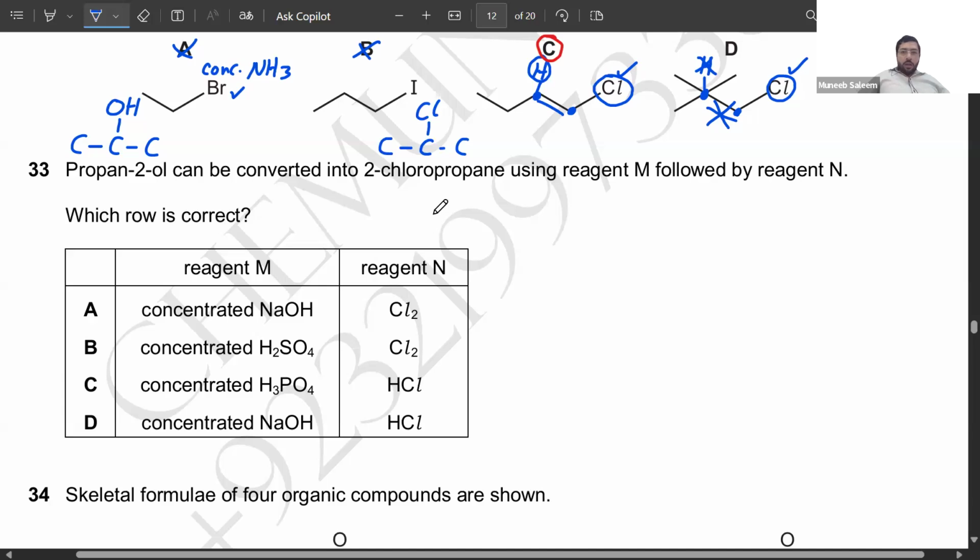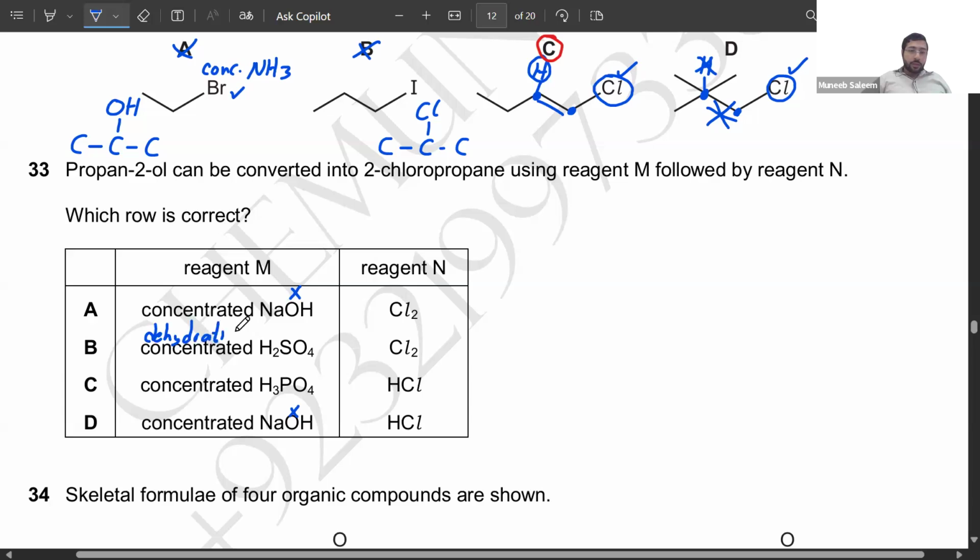Now we have to decide that this propan-2-ol must react with one of these four reagents, and in fact, there are only three different ones. This one is concentrated NaOH. Now, concentrated NaOH will not show any kind of reaction with propan-2-ol. So there is no reaction with NaOH. But a reaction with the concentrated sulfuric acid or phosphoric acid will definitely cause the dehydration reaction.